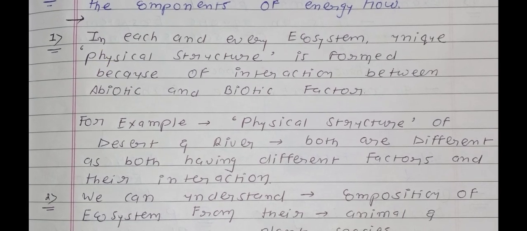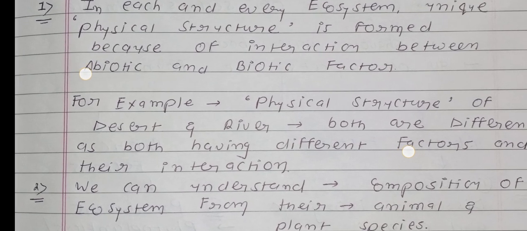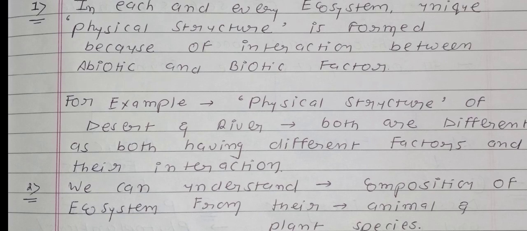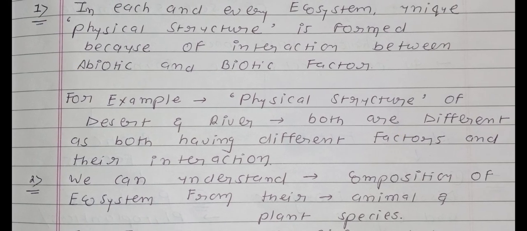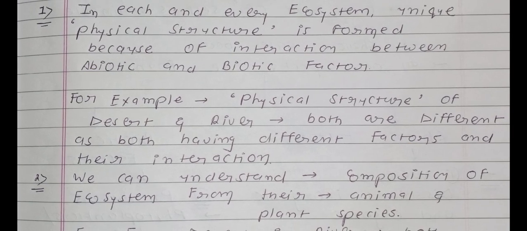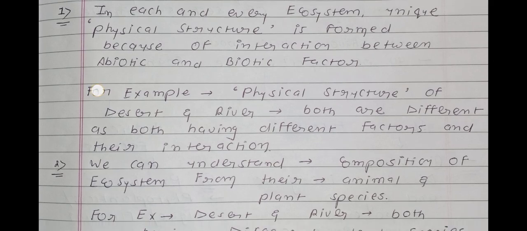Next sentence, for example, the physical structure of desert and river are different, as both have different factors and their interaction. See, now here we have two different types of ecosystem. The first one is desert ecosystem, which is one type of terrestrial ecosystem, and the second one is a river, which is one type of aquatic ecosystem. So both desert and river have different types of physical structure. Why is the physical structure of desert and river different? Because the interaction is also different.